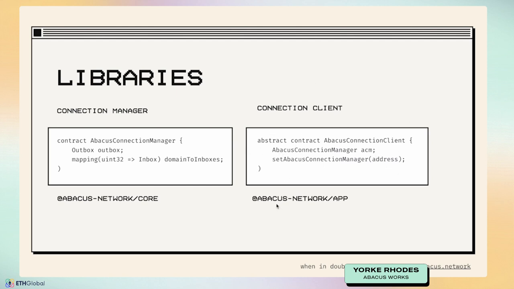And so you can imagine your smart contract system, maybe it's managed by a multisig, or it's governed by a DAO with token voting. That multisig or that DAO can be set as the owner of this connection client. And then if there was ever a new deployment of the Abacus Core protocol where we needed to change the addresses of the outbox and inboxes, your multisig or your DAO could vote to upgrade the Abacus Connection Manager address to the new deployment, which is, again, this registry of the local chain's outbox and the inboxes from the supported remote chains.